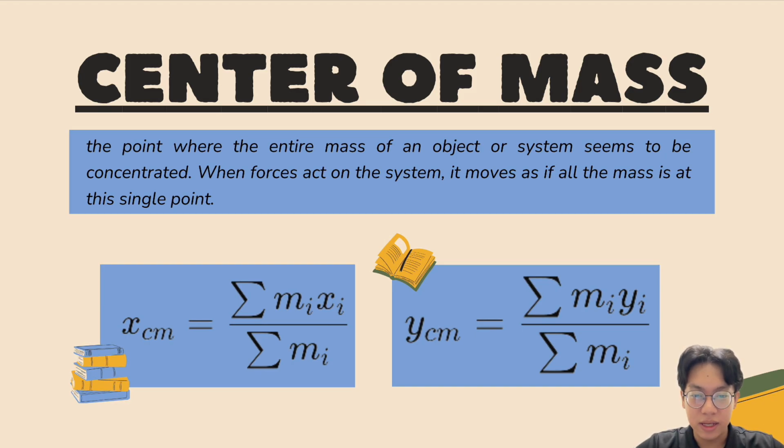The center of mass is the point where the entire mass of an object or a system seems to be concentrated. When forces act on the system, it behaves as though all the mass is concentrated at this single point.